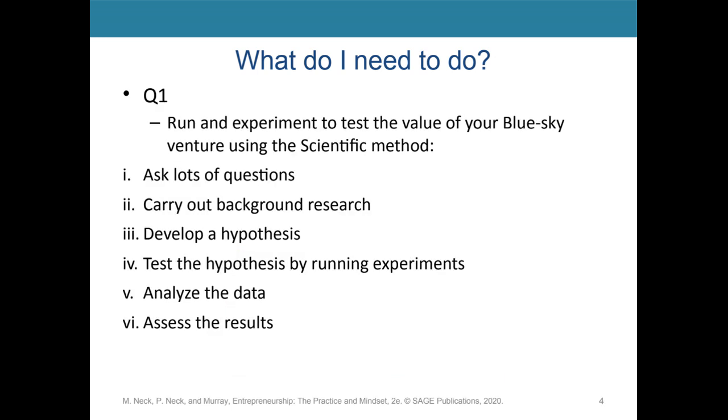So question 1 requires you, and I'm sorry, I'm just reaching out to grab the question. It basically requires you to run an experiment to test the value of your blue sky entrepreneurial venture by applying the scientific method. And then it tells you to refer to section 7.4 of the prescribed textbook. So a couple of things that you need to understand about the scientific method. We're talking about, and I'm going to use language here that I'm assuming as a third-year student.